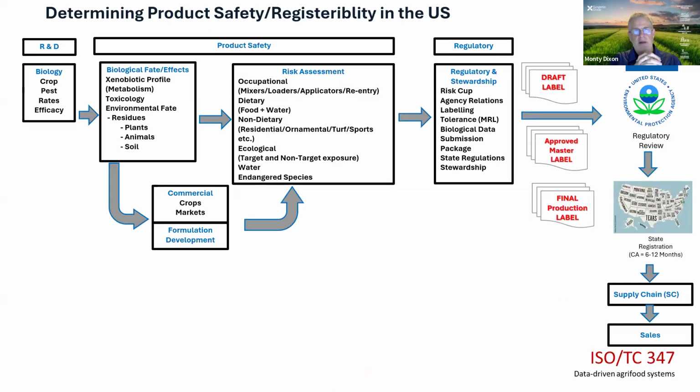There is a large amount of data that drives this. Data really is the key to all of this, data and risk assessment. So during that 10 to 12 year journey, there will be a focus on generating biological data, xenobiotic data. Xenobiotics is a way of thinking about the metabolism or biotransformation of these products in the environment, for example in plants but also animals, water, soil. However this product may change in the environment.